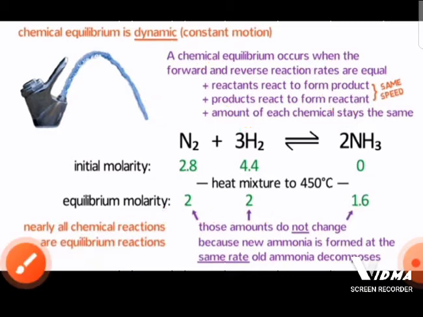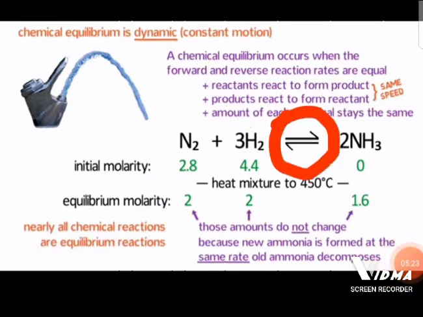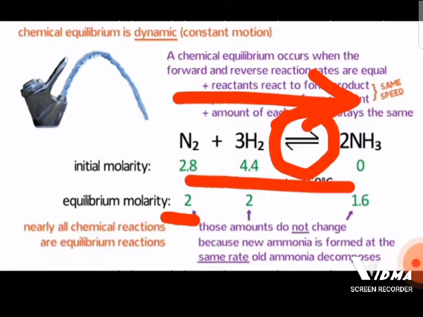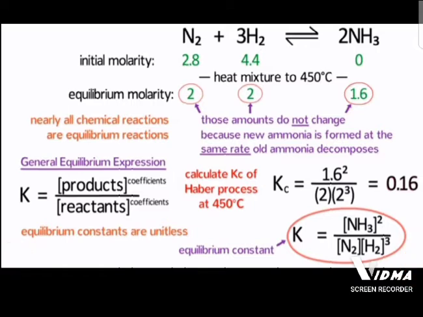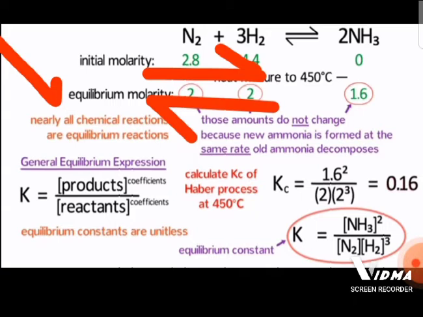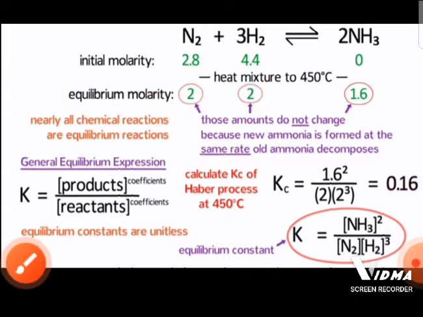But at one particular time when the reaction attains equilibrium, you cannot find any change in the amount. For example, these particular amounts do not change because new ammonia formation and decomposition of old ammonia are occurring at the same rate. That's why those amounts are not going to change. I hope you understood that. Now let us understand further. We must remember that nearly all chemical reactions are equilibrium reactions. In an equilibrium reaction, the rate of forward reaction is equal to the rate of backward reaction. In the exam they are going to ask why equilibrium is dynamic. You have to explain in terms of forward reaction and reverse reaction.